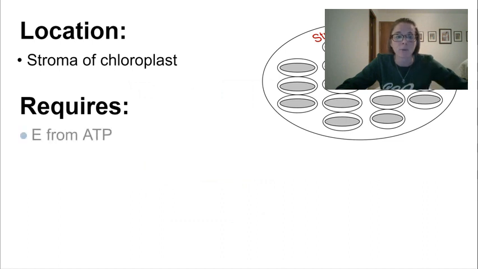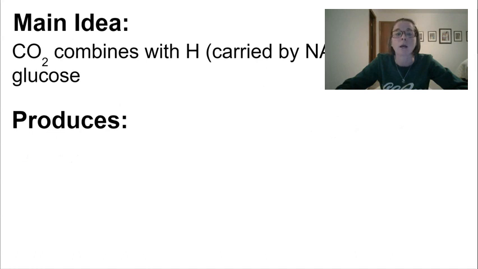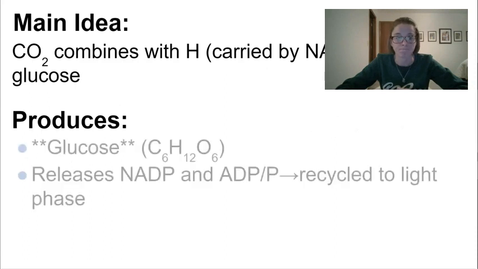So now we're going to take both of those pieces. We're going to use the energy from the ATP. We're going to use the H from that NADPH. We're going to finally deal with the carbon dioxide that is necessary for photosynthesis. And we're going to mix them all together. Okay? We're making the glucose. Glucose is only made in the dark reaction.